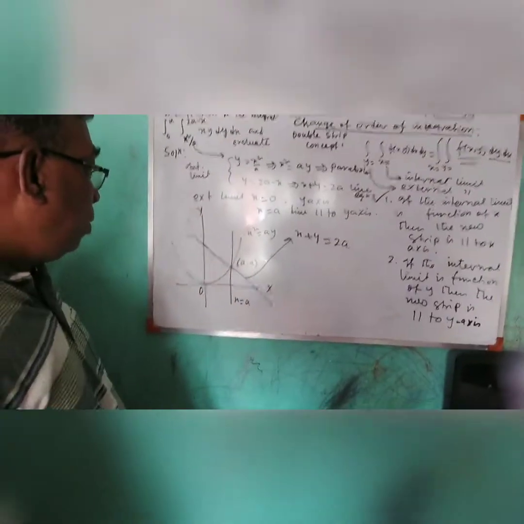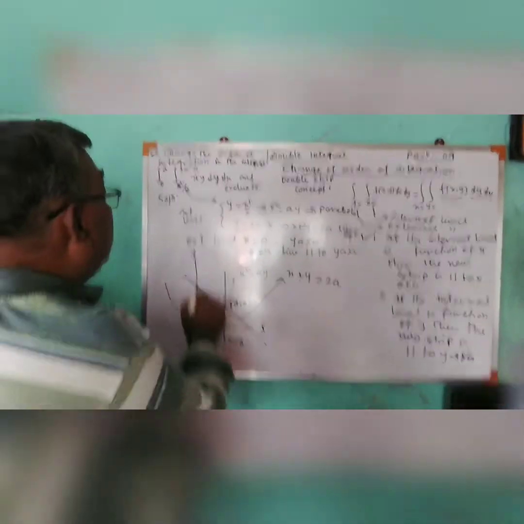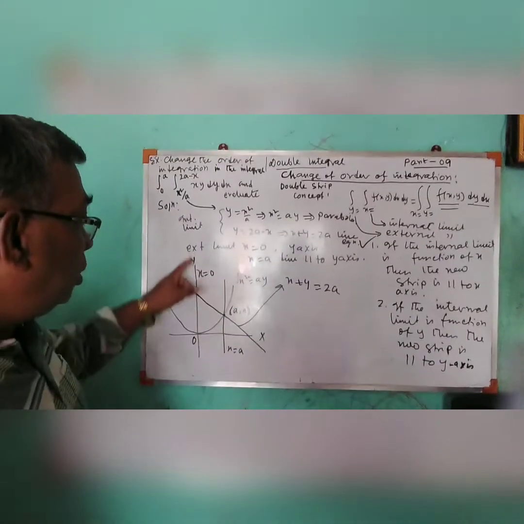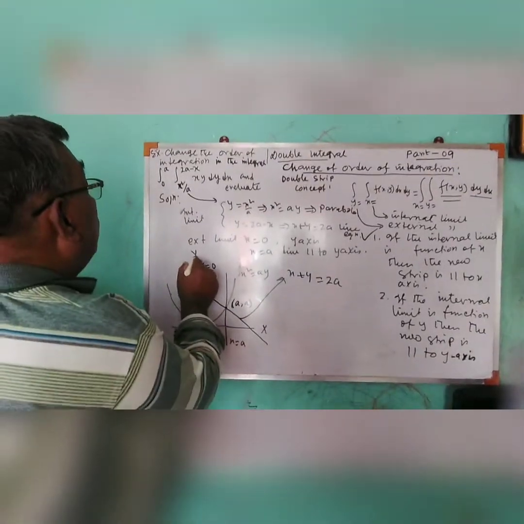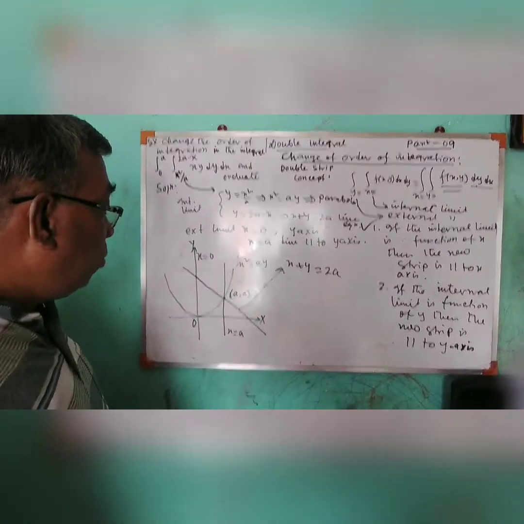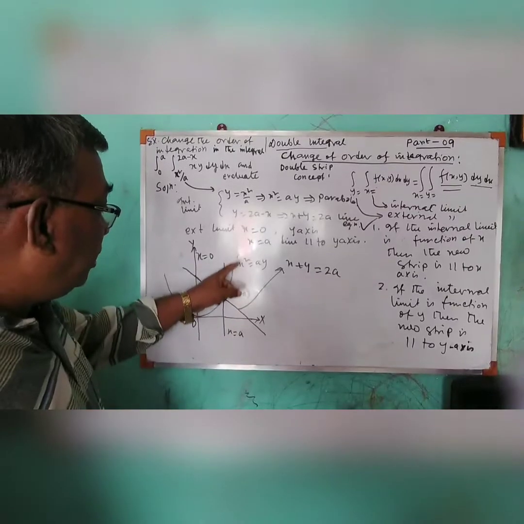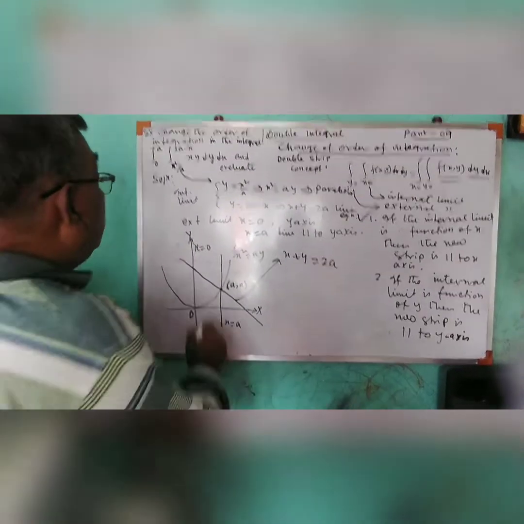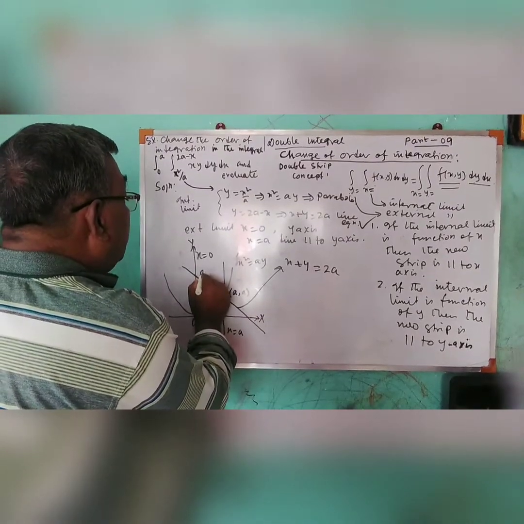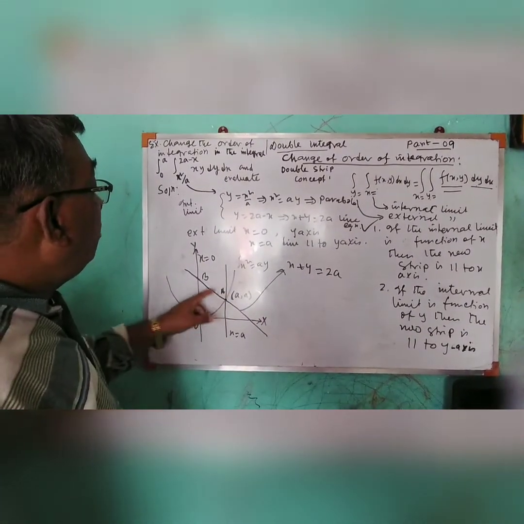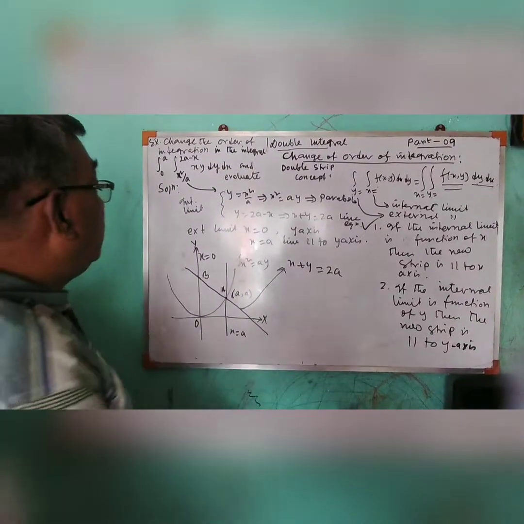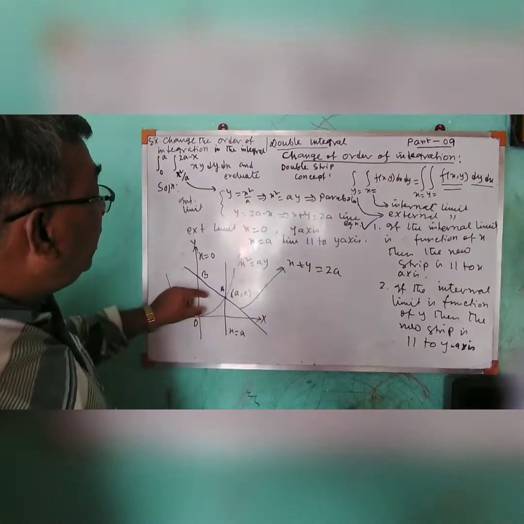So now, this is x equal to 0, that is the y-axis, the x equal to 0 line. This is the x-axis. So this line, this parabola, and this line together give our region, that is OAB. OAB is the bounded region. So we have to find the area of OAB.